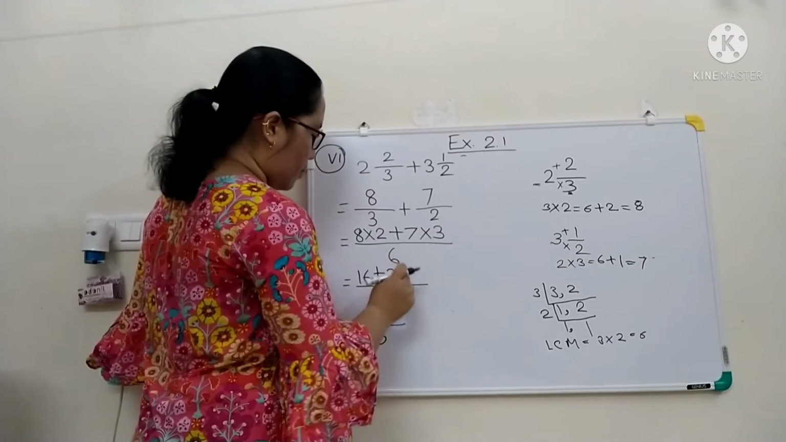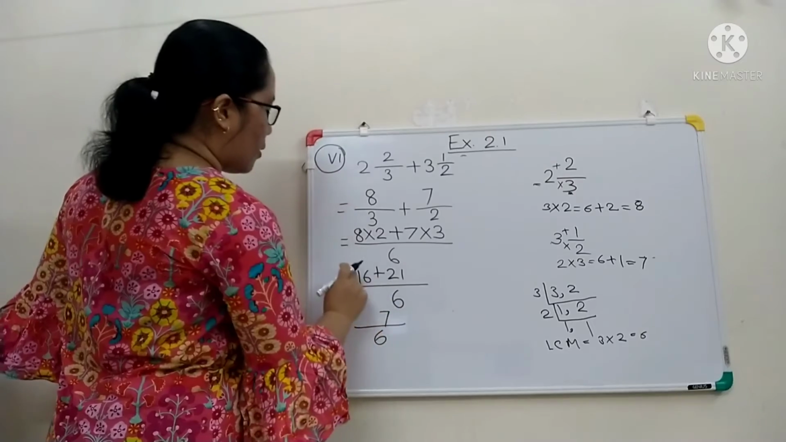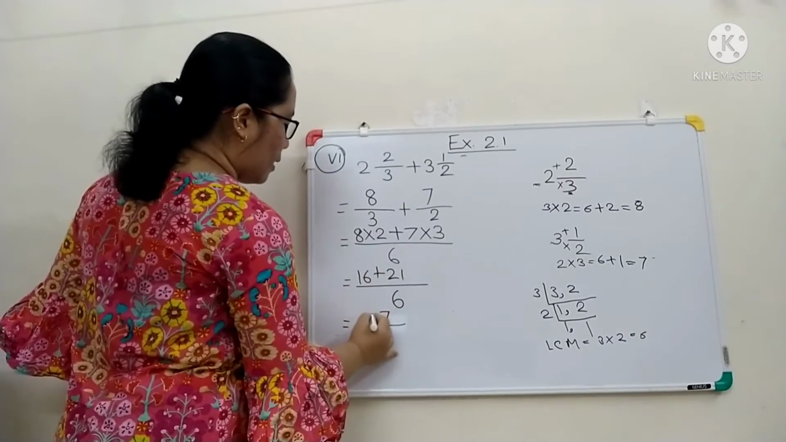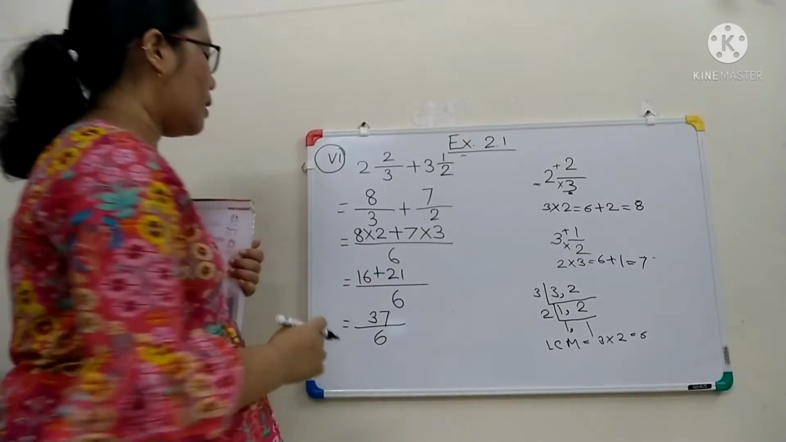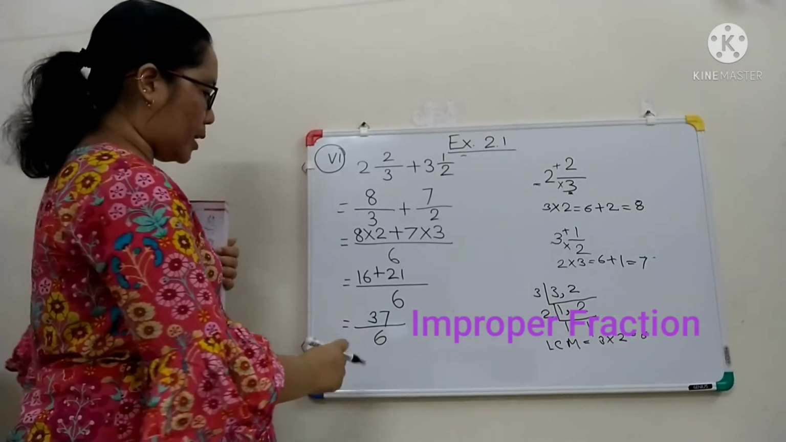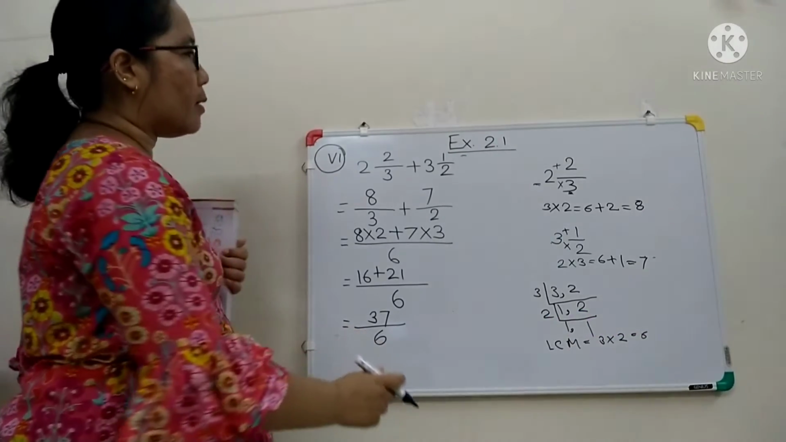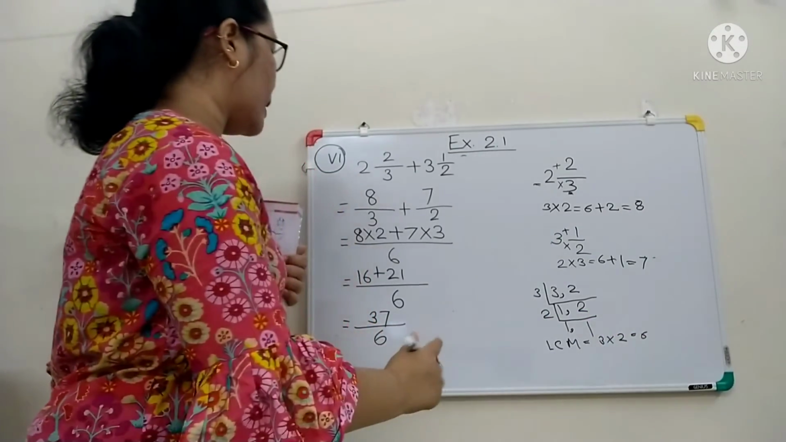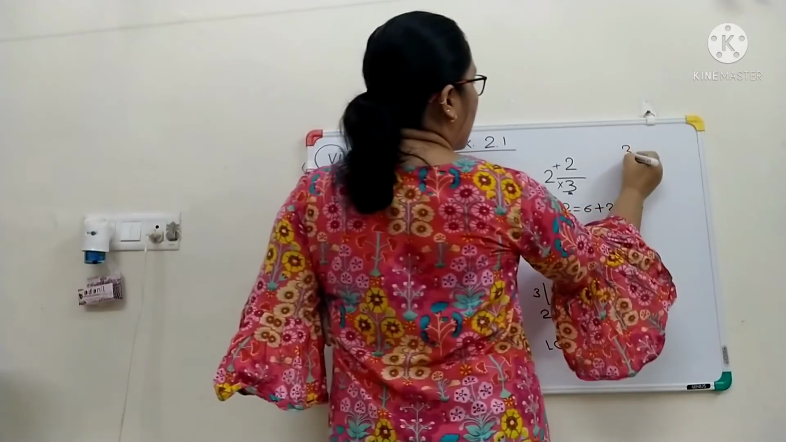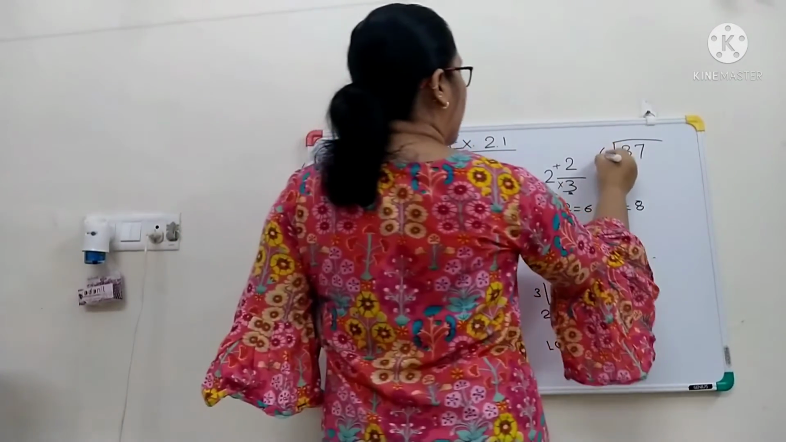6 and 1 by addition we get 7, then 1 and 2 we get 3. So here we are getting an improper fraction because the numerator is larger than the denominator. So we have to convert it again into a mixed fraction. Again we will follow the same method, that we will divide it.